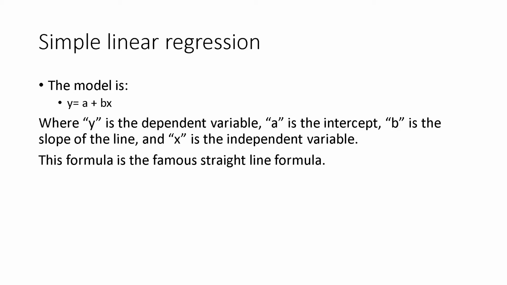For simple linear regression, the model is y equals alpha plus bx, where y, or the expected y or the predicted y, is the dependent variable, alpha is the intercept, beta is the slope of the line or the regression coefficient, and x is the independent variable. This formula is very well known. It is the formula for the straight line.